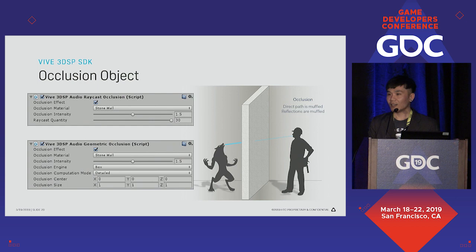Okay, this part is about the occlusion object. There are 2 kinds of occlusion model in our SDK. One is the traditional ray cast model, and the other one is a geometric occlusion model. In the traditional ray cast model, you need to put a collider on the wall, and then a lot of rays are cast from one side of the wall to the other side. And then you need to count how many rays are blocked by the collider, and then the cover ratio can be estimated, and so the occlusion effect can be presented in this SDK. However, in our geometric occlusion model, you don't need to do anything. You don't need a collider anymore. You just need to set up the wall as an occlusion object, and then everything is done. Very convenient.